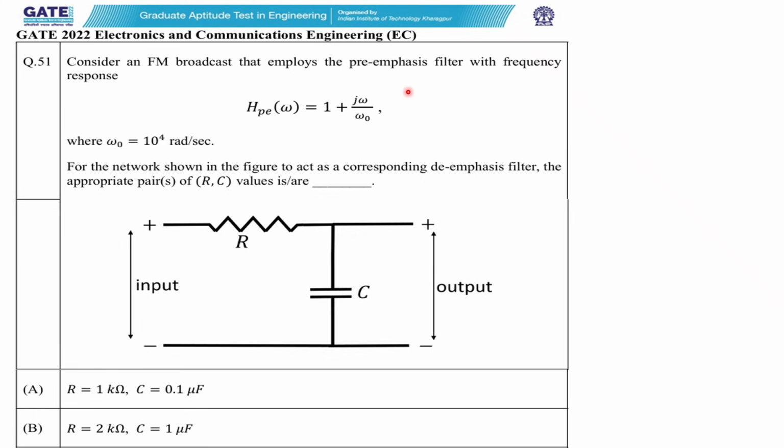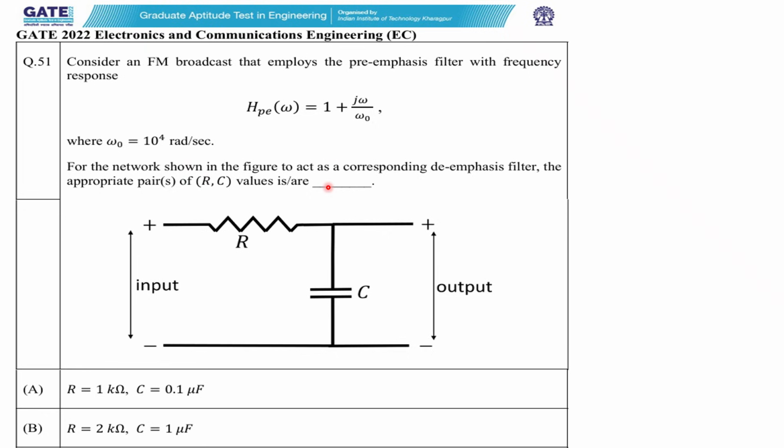Here we have to find out the resistance and capacitance of this de-emphasis circuit, but there is no other information available in this question related to the de-emphasis circuit. Whatever information is given is related to the pre-emphasis circuit. So this is the twist here. In the pre-emphasis circuit we have the transfer function along with the known frequency, right?